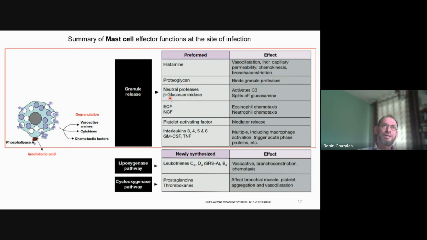Beta glucosaminidase. It is an enzyme which breaks down glycosidic bonds, removing glucosamine. Proteoglycans. Proteoglycans are important for stabilizing some of these proteases. It's something to do with stability within the granule. The importance of proteoglycans once the granules have degranulated is not clear.